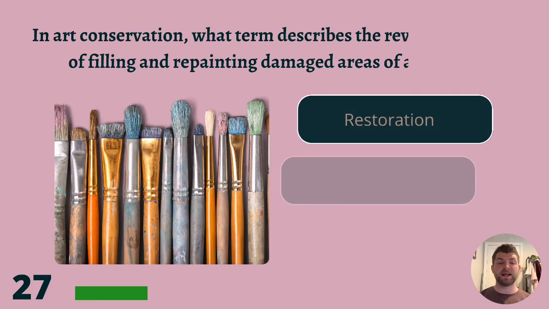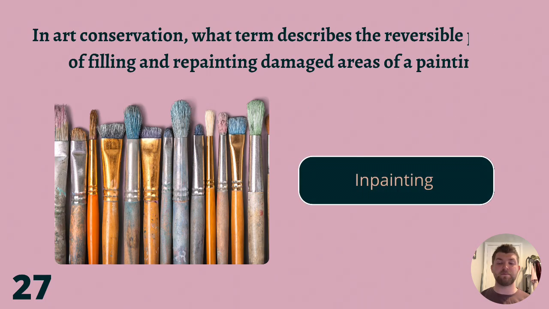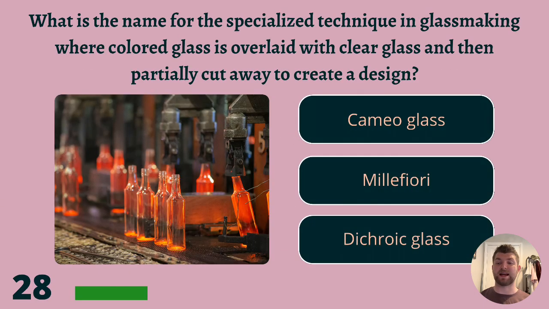27. In art conservation, what term describes the reversible process of filling and repainting damaged areas of a painting? Restoration, inpainting, or retouching? The answer is inpainting.